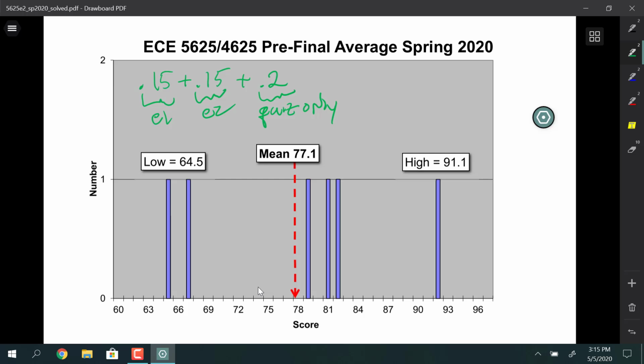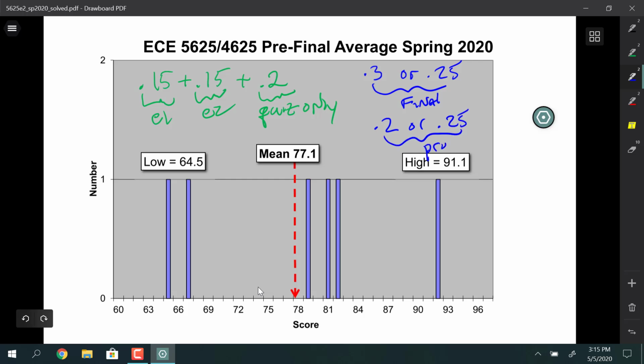So this is where we stand, though, and as I was saying last time, what we have sitting out there is the 0.3 or 0.25 from the final, and then we have 0.2 or 0.25 from projects. Projects 1 and 2. So that brings in the other 50% of the grade.